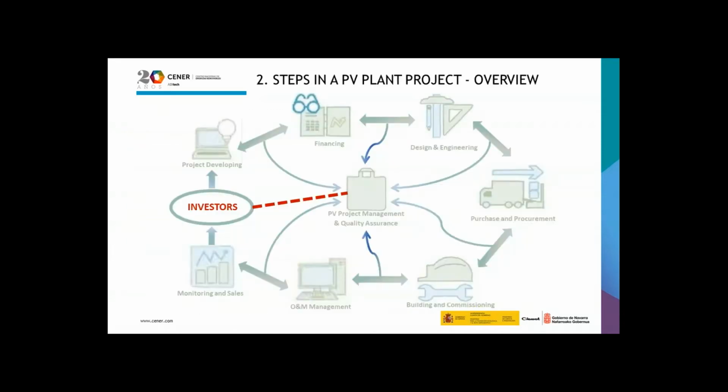This slide shows an overview of a photovoltaic project, its complexity, and the different steps to be taken to carry it out. The final responsible of this project must execute, supervise, or subcontract all the phases, and carry out the coordination with the investors or promoters of the photovoltaic project.